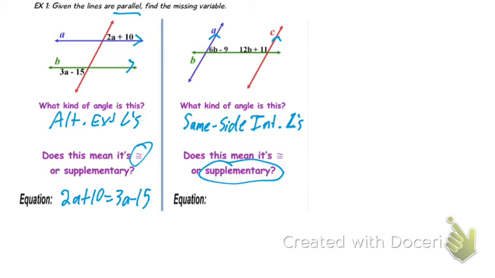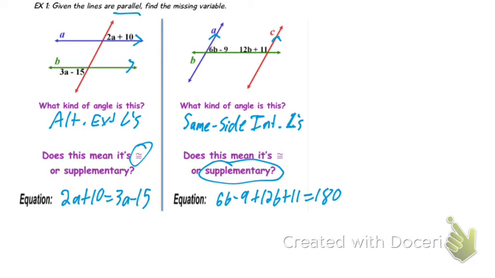What does it mean to be supplementary? They add up to 180. So what can we do with an equation if they add up to 180? Add them, and then set it equal to 180. If they add to 180, we will add them and set the sum equal to 180. We'll do exactly what we just said. Questions on how we got this equation?